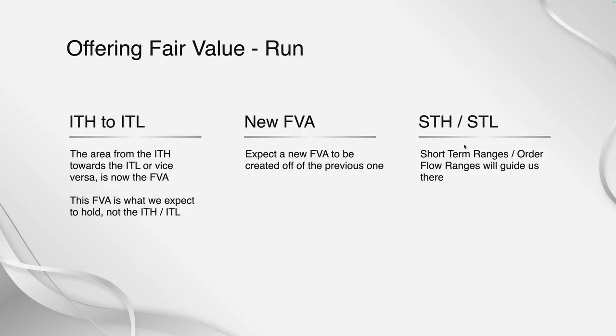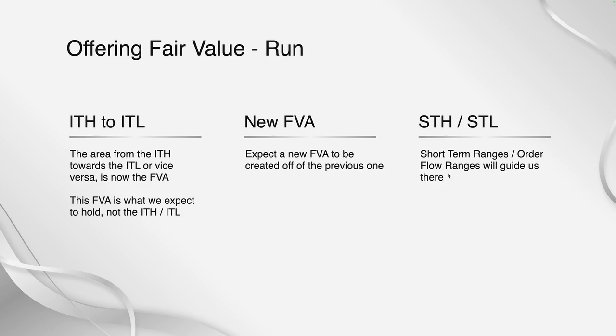Short-term ranges: a short-term high with a fair value gap in it is a short-term range. That is also known, what we've already gone over, as an order flow range. So short-term range and order flow range are the exact same thing. Same for short-term low. If it creates a fair value gap higher, that is a short-term range and also an order flow range. So you can refer to it however you want. It's the exact same thing. Those short-term ranges and order flow ranges will guide us there.